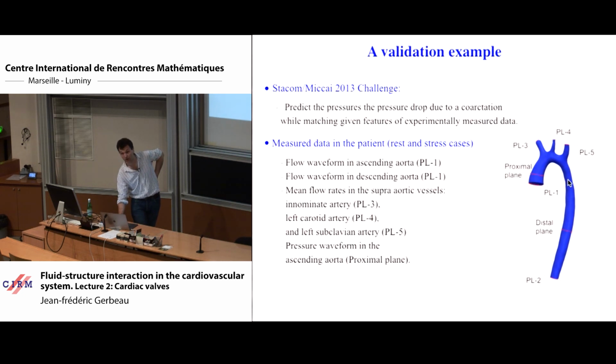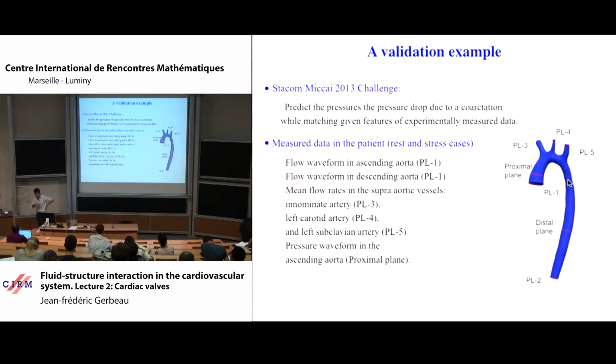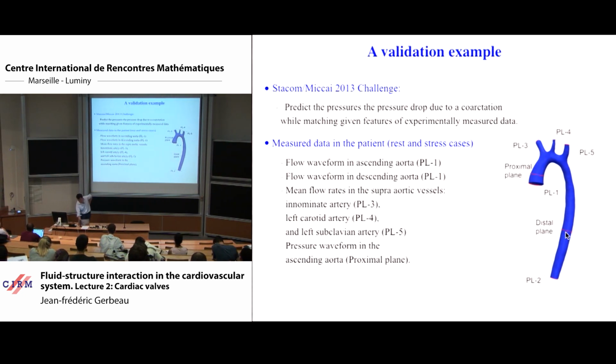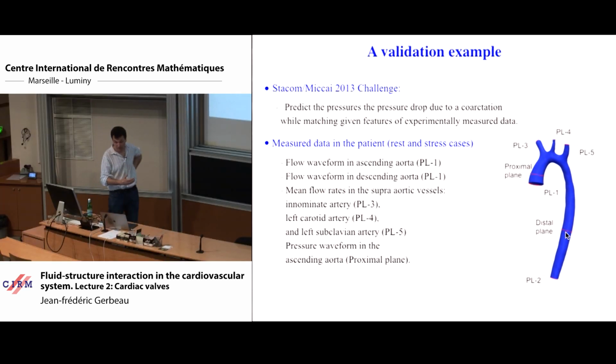There is a coarctation, and this is the occasion for me to close the loop with what the first example I gave you yesterday. So this is the problem of coarctation. As I told you, the difficulty is to understand if the coarctation really induce a problem to the patient or not, at stress, at exercise, or at rest.